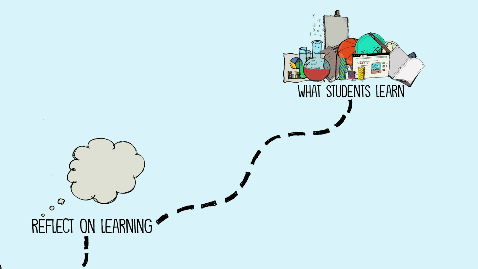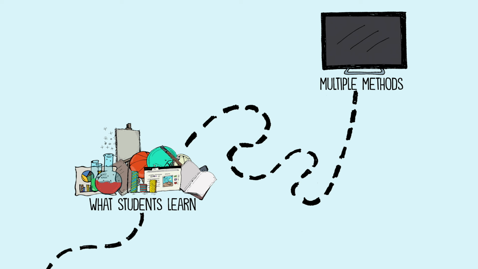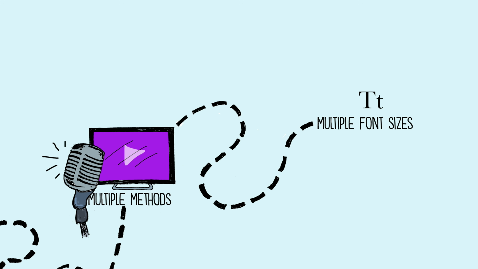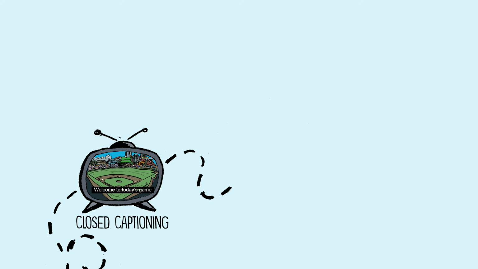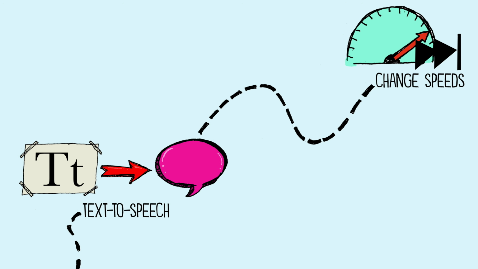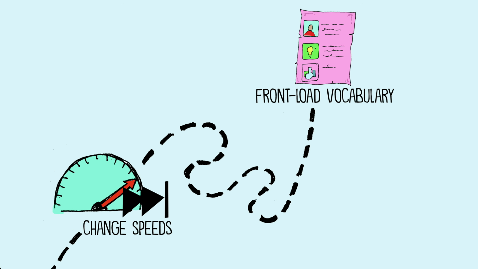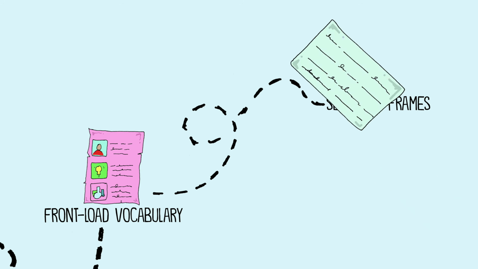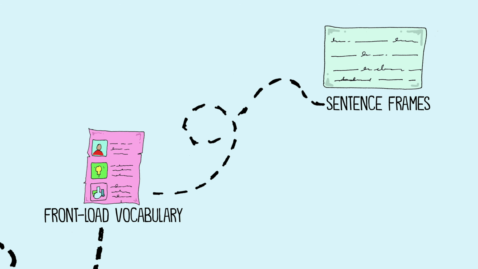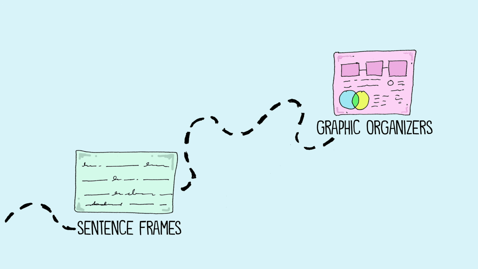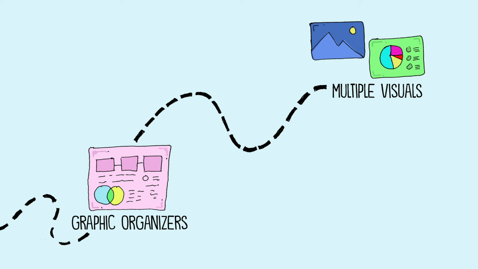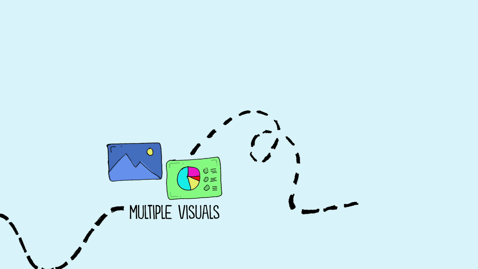When it comes to what students learn, we can provide learners with multiple methods for accessing the learning content. This might include using multiple font sizes, closed captioning, text-to-speech technology, or the ability to change speed in audio and video. It's also what happens when we front-load vocabulary and provide sentence stems that any students can access. It might also include incorporating graphic organizers or visuals to help process the information, as well as providing slideshows in advance before class begins.